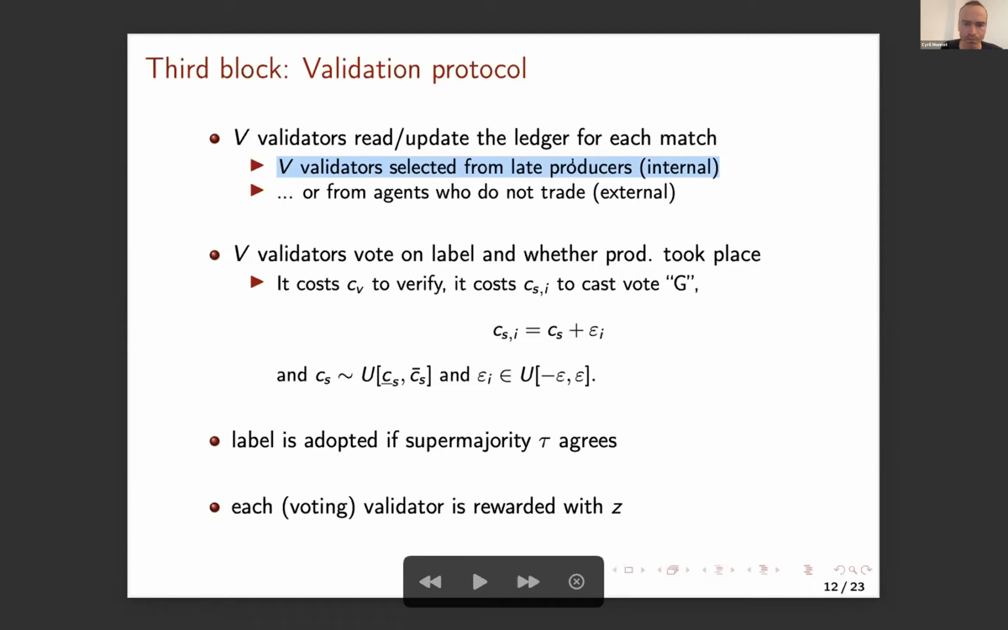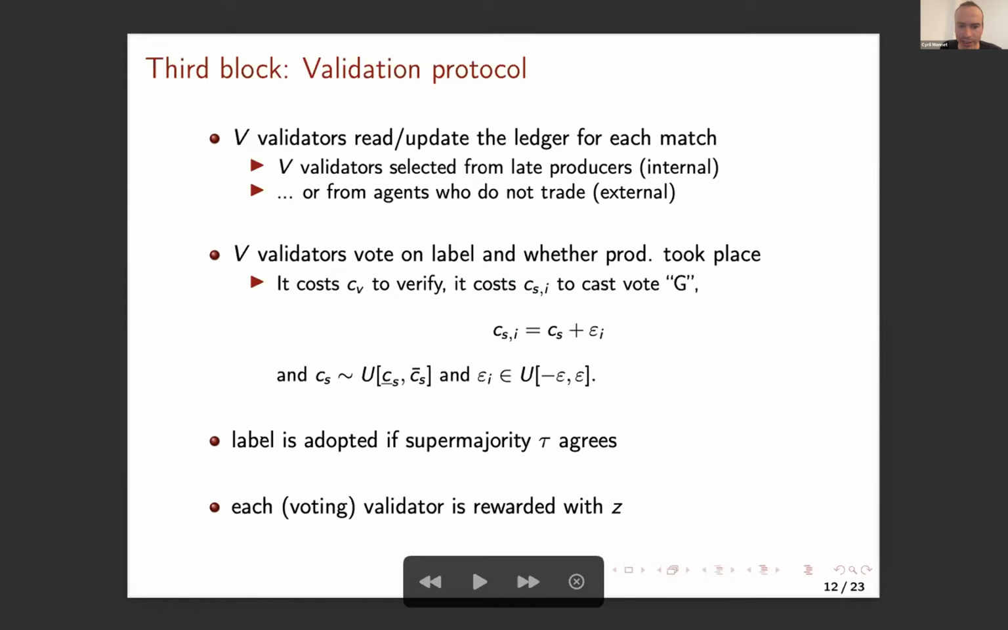Validators are going to vote on labels and on whether production took place. But it's going to be costly for them to verify. It costs CV to verify and CS to cast a vote to send your label. If you want to cast a bad vote, of course you don't vote, because it's costly to vote. You only vote if you want to signal that the label is a good one. Anyway, the label is adopted.